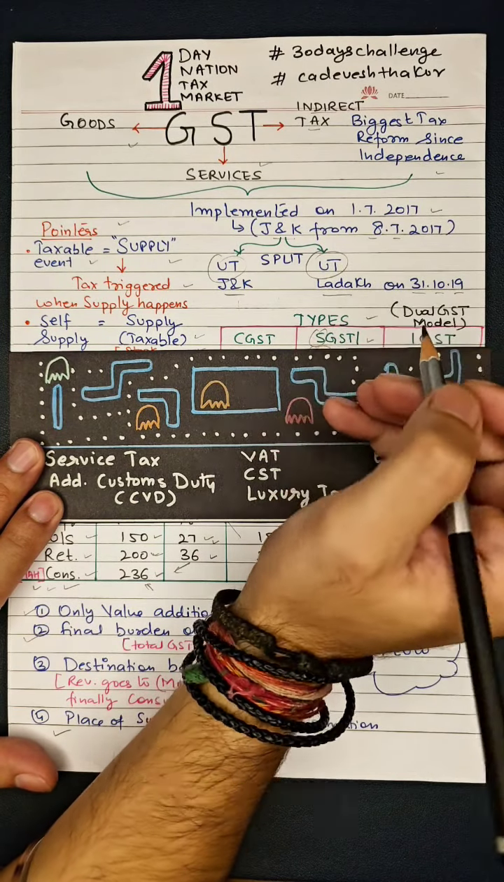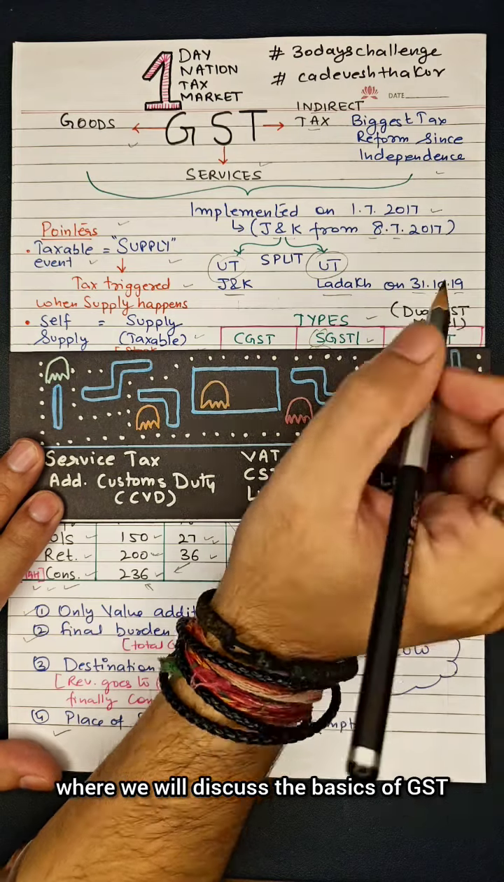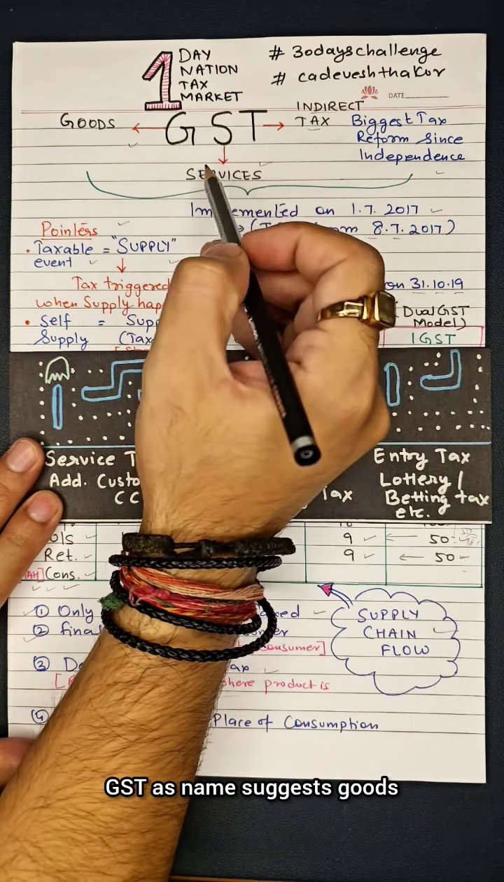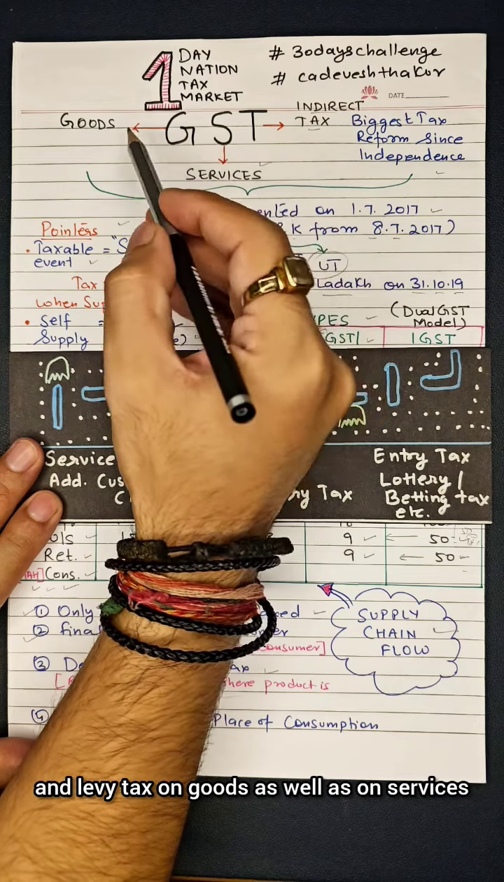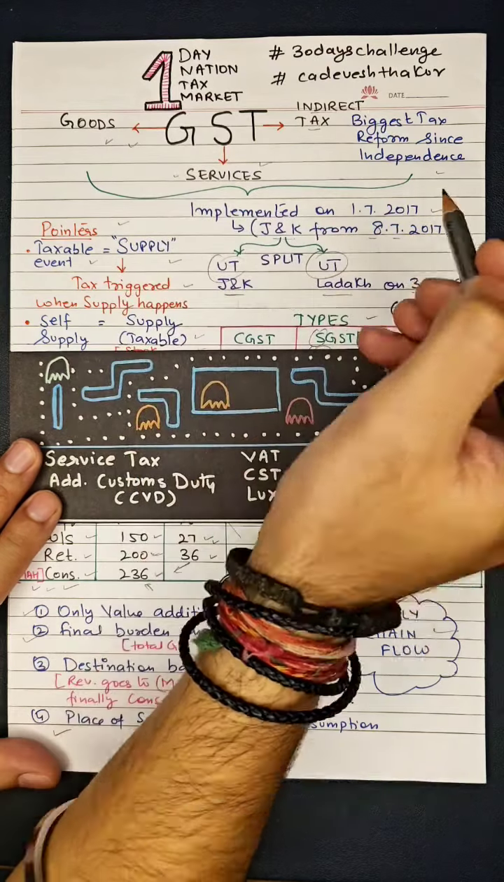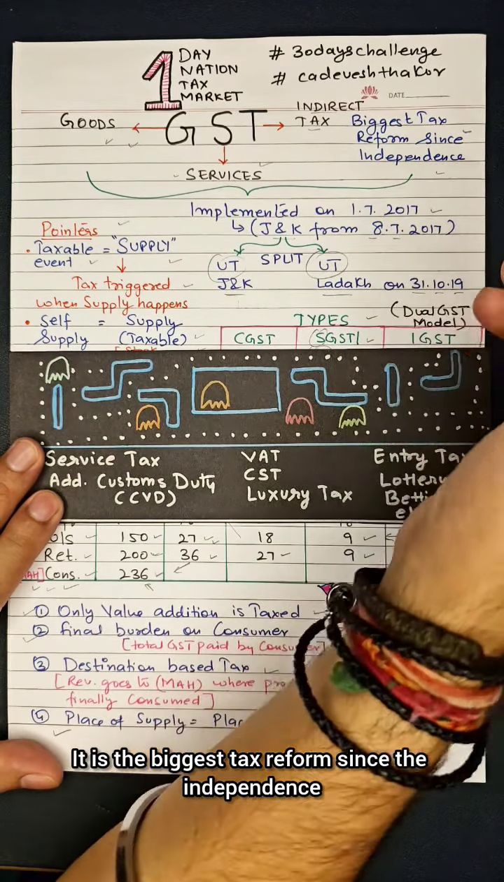Today is our day one, where we'll discuss the basics of GST. GST, as the name suggests, is Goods and Services Tax. It means we have to charge and levy tax on goods as well as on services. It is the biggest tax reform since independence.